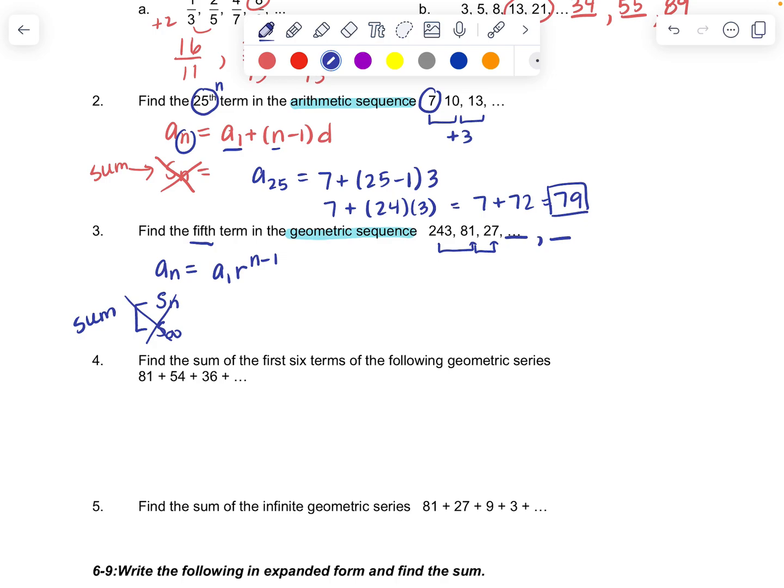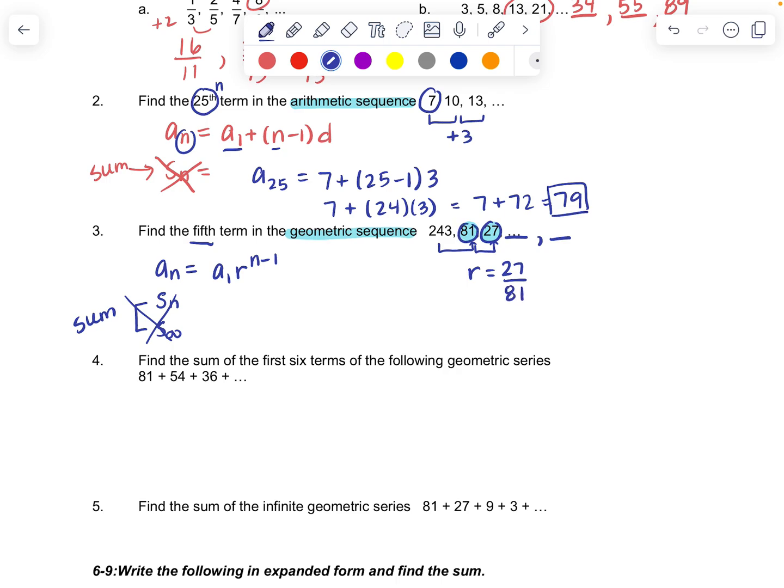Now look, if it doesn't come straight to your head and you're like, I have no idea how to do this, circle any two terms. It doesn't matter which. I'm going to highlight the smaller ones. So highlight two terms right next to each other, and then their ratio is just the term on the right, which is 27, divided by the term on the left, which is 81.